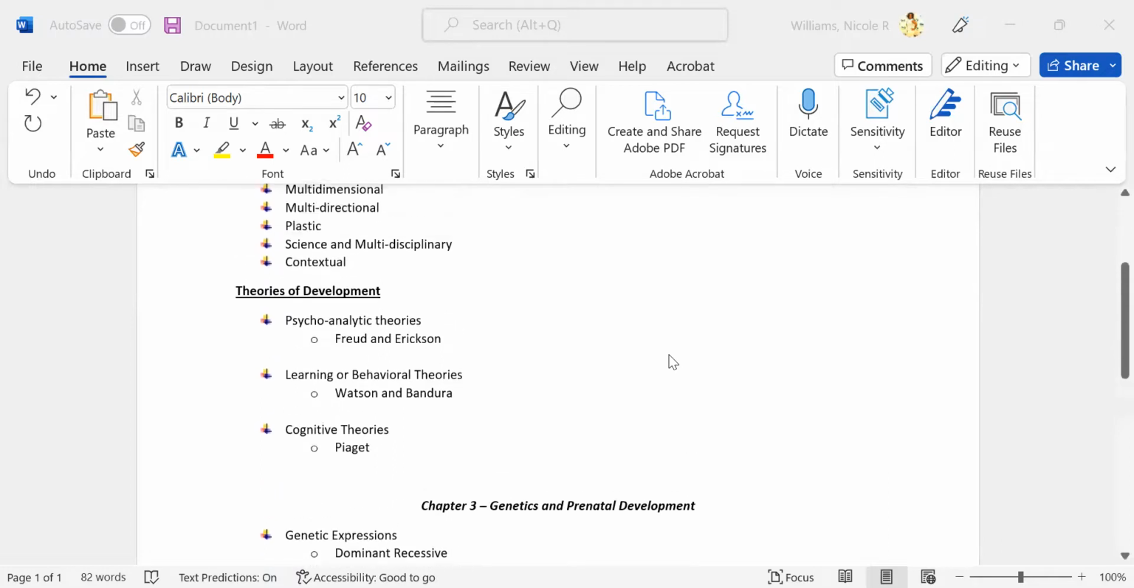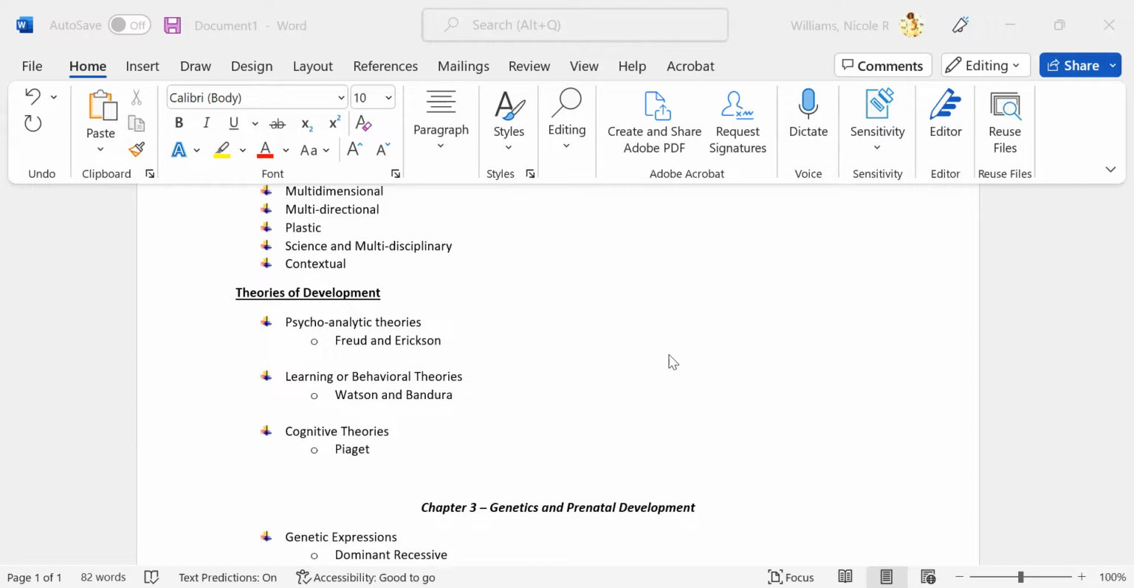Also on that PowerPoint, for an example, were theories of development. We talked about psychoanalytic theories, Freud and Erikson, learning or behavioral theories, Watson and Bandura, and cognitive theories, Piaget. Those theories are also in the textbook in chapter 2. So not only are they on the PowerPoint, but if you want a deeper understanding of the theory itself, you would simply go to chapter 2 and highlight the section of the textbook that talks about Freud, Erikson, Watson, Bandura, and Piaget. Okay, so that's what you would do.